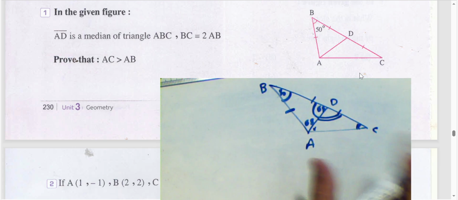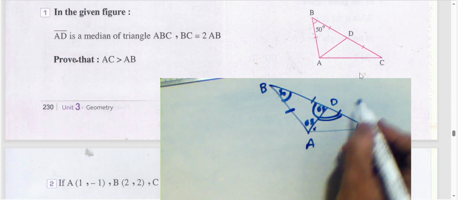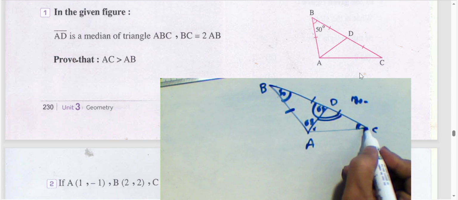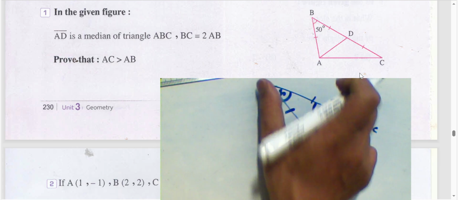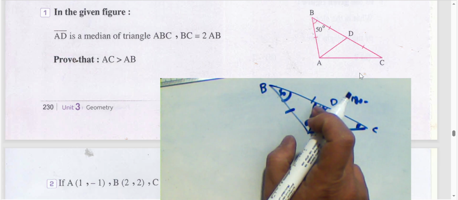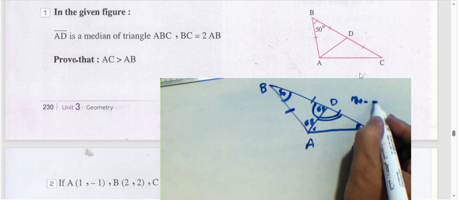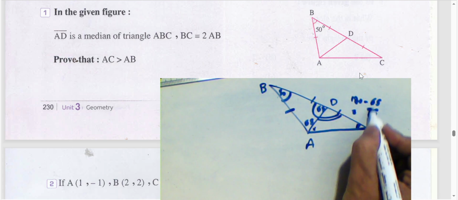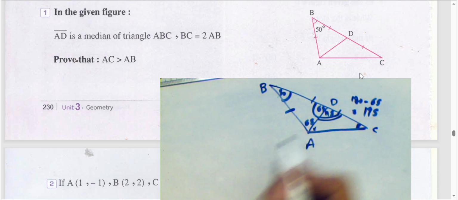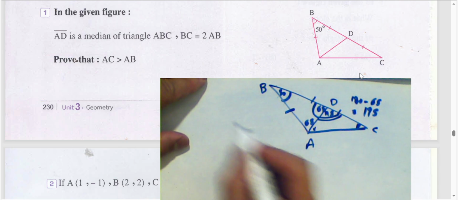Okay, it's easy now, because from this 65, I can find the measure of this angle: 180 subtract 65. We want to prove that AC is greater than AB. We can find the measure of the angle here, 65 first, and this supplements this angle. 180 subtract 65, the result will be 115. Now we can write the proof. Okay, pay attention with me.